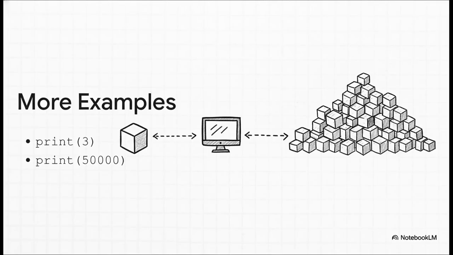And this works for any number you can think of. It doesn't matter if it's big or small. You want to print 3? Go for it. You want to print 50,000? Same exact pattern. Print, parentheses, number inside. Simple as that.